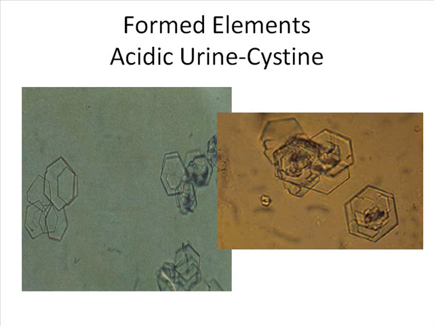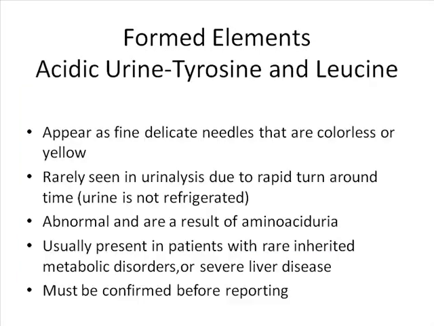Here they are, and they have what? 1, 2, 3, 4, 5, 6. So cysteine can be described, maybe in a test question, as a 6-sided crystal. Okay, so make sure that you understand that you can have a 6-sided crystal that is a pathological crystal.